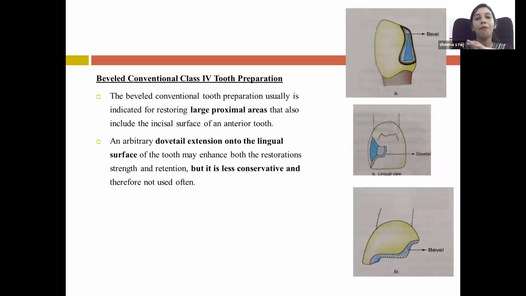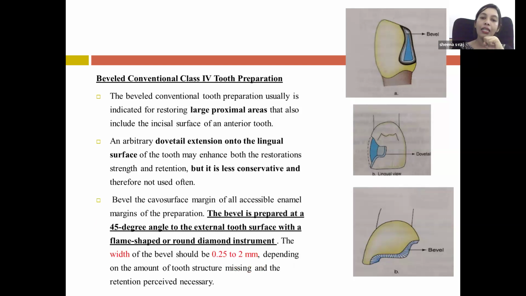The beveled convention is indicated for a very large proximal cavity, as you can see in the first image. So what we do is, a dovetail will actually be seen in the lingual surface, and this will enhance the retention. Next, the bevel is prepared at an angle of 45 degrees to the external tooth surface, as you can see in this image.